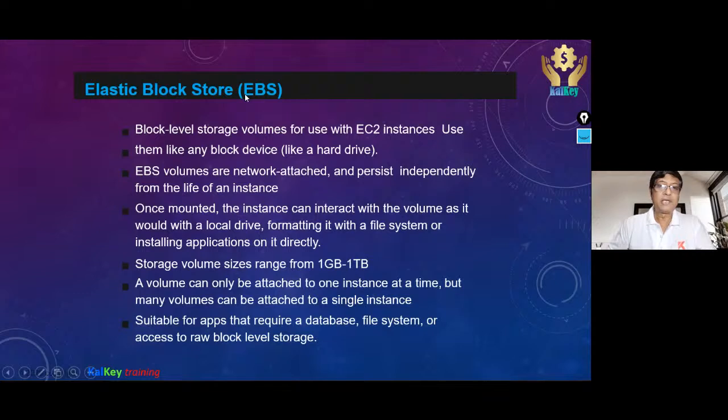Elastic Block Store, as I told you, is block-level storage volumes for use with EC2 instances. Use them like any block device, like a hard drive. It is a hard drive, you can say, but everything is over the cloud. This service is provided by the cloud. You are attaching a storage service to your instance. It can range from 1 GB to 1 terabyte, so in one instance you can attach 1 terabyte of EBS.